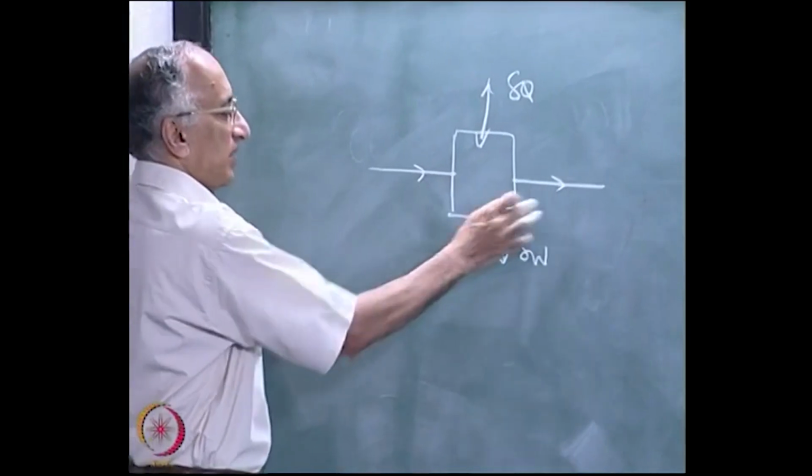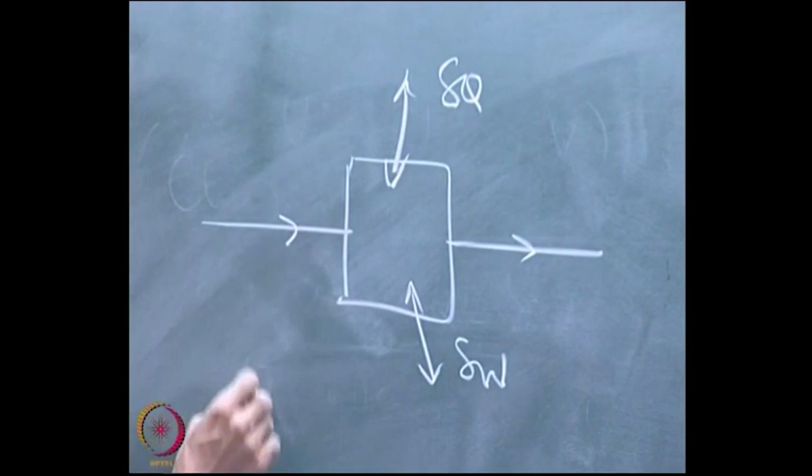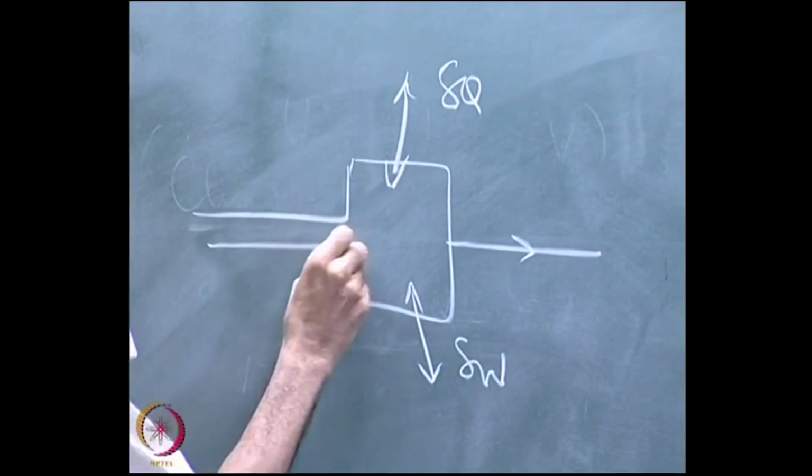We have mass coming in and mass going out. What I do in this case, very simple. I think I will draw a more complicated picture, means two lines.